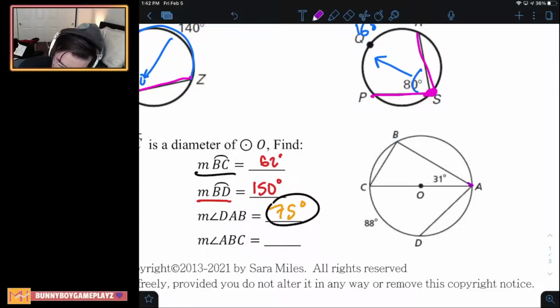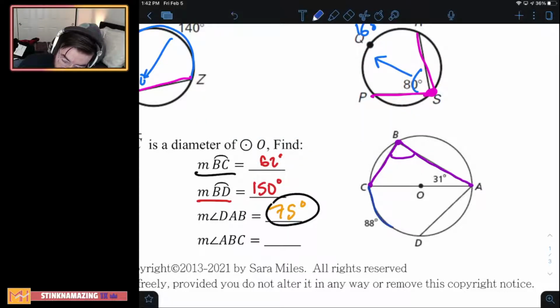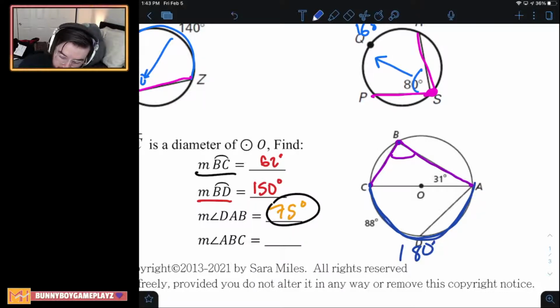ABC, A to B to C, that's an angle, and it's intercepting this big arc. Let me draw that a little cleaner. This big arc, right? And how big is that arc? It's a perfect 180. It's half the circle. So this angle intercepts this arc. That's actually a perfect right angle. Can you believe that? That is actually a right angle because half of 180 is 90.